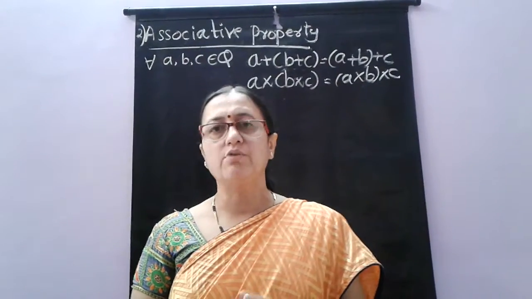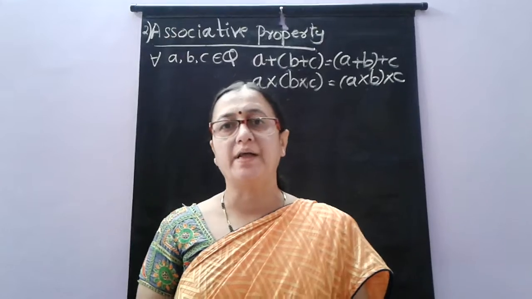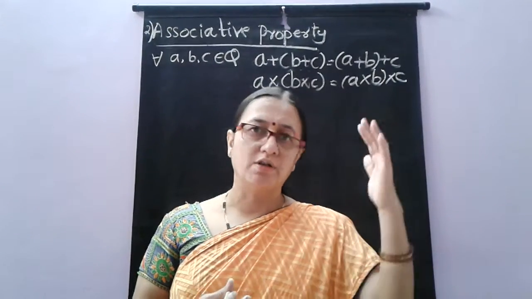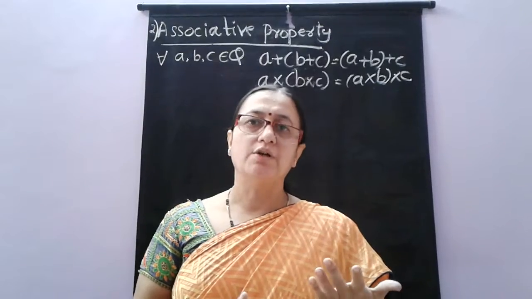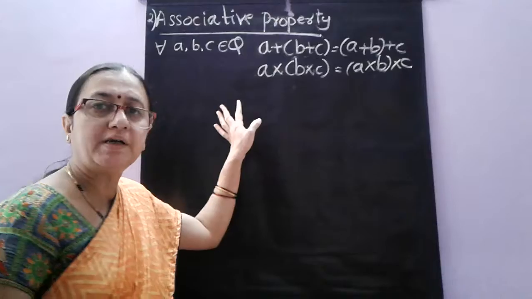In the previous video, we learnt about commutative property. Now let us check the associative property and distributive property. For associative property, I am not solving all the 4 properties. We are checking only for addition and multiplication. Okay. What is associative property?